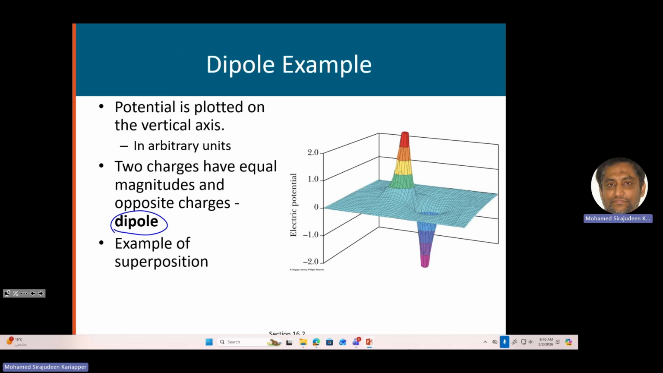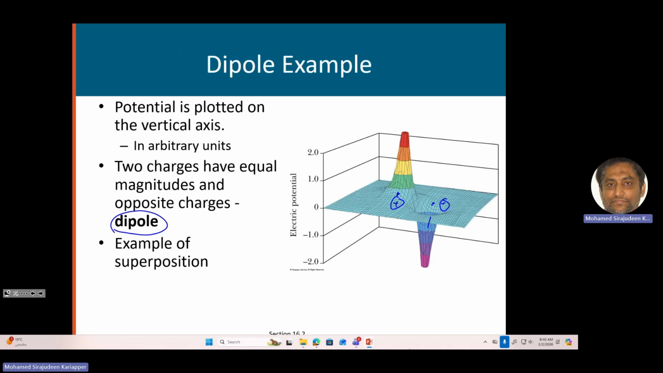So suppose you have a charge here, which is a positive charge, and another charge here, which is a negative charge. Same magnitude, opposite sign. Then in three-dimensional space, using the superposition principle, what is the potential? The potential near the positive charge will be very high, positive infinity. Near the negative charge, it will be negative infinity.